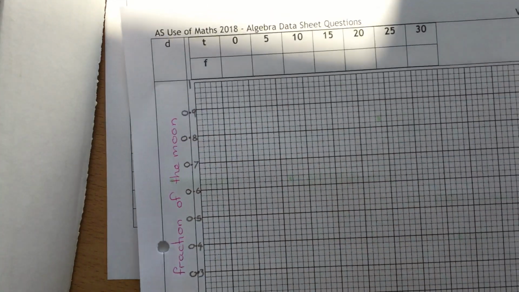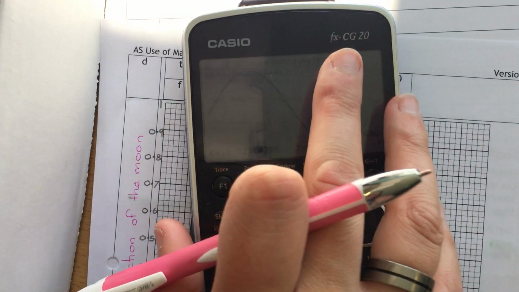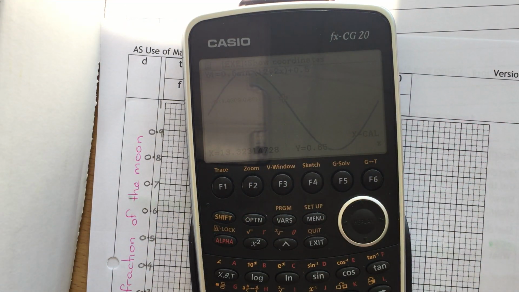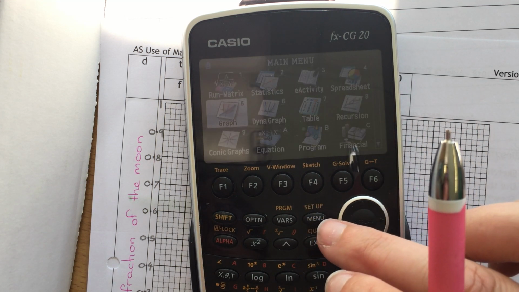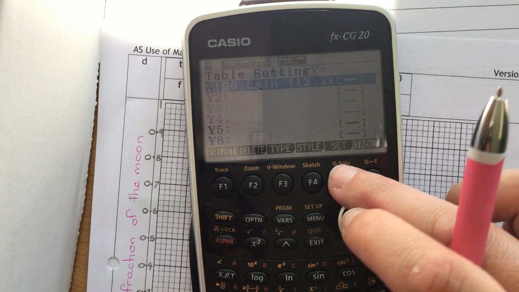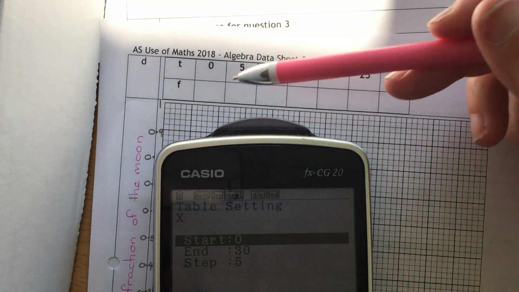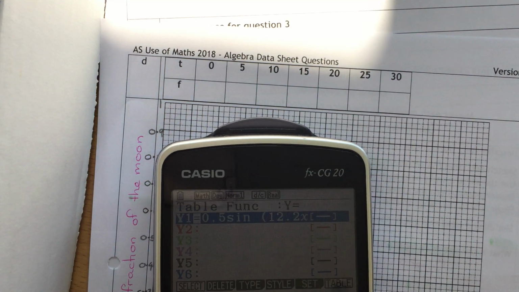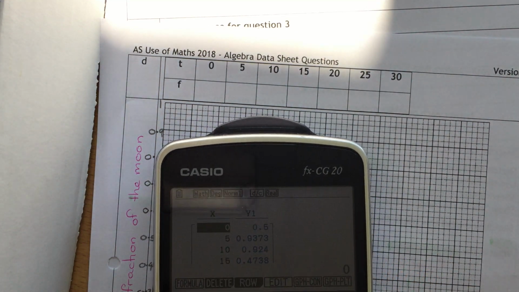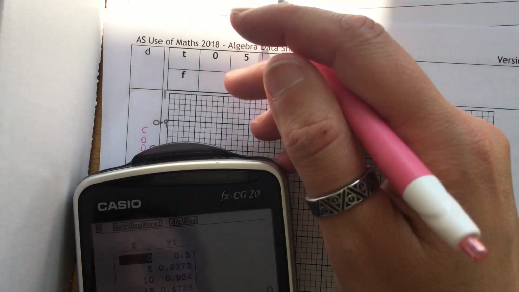Okay, so copy and complete the table and plot the graph for April. One of the convenient things of these calculators is that it remembers as you go from one bit to another. So we can go across to table, we can set up our table. It's going from 0 to 30 and going up in 5s. So if we show our table, then we've got our values that we can just enter in.